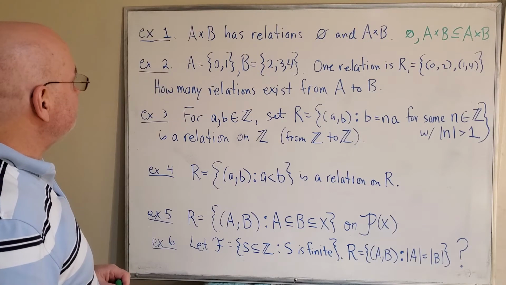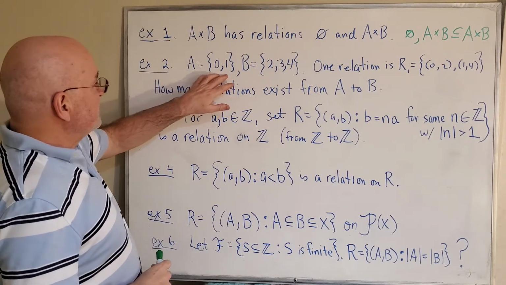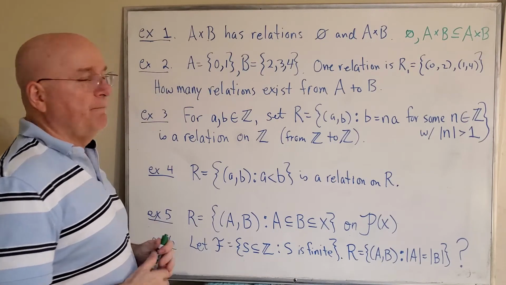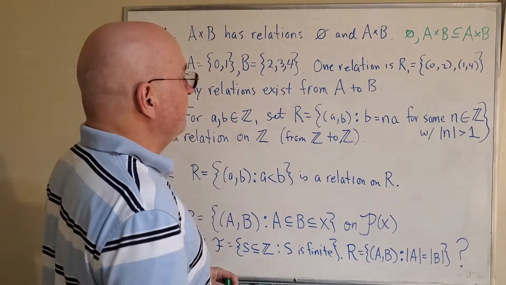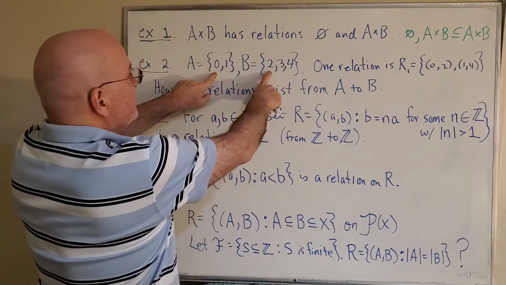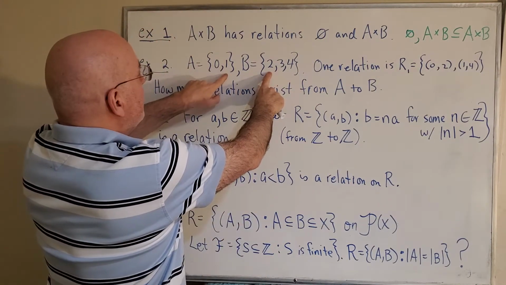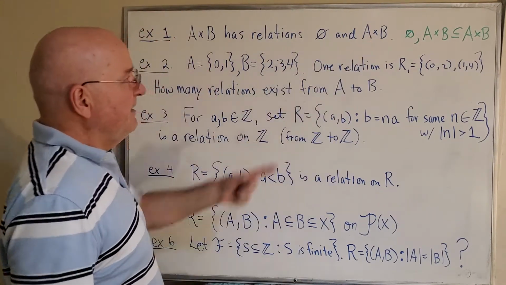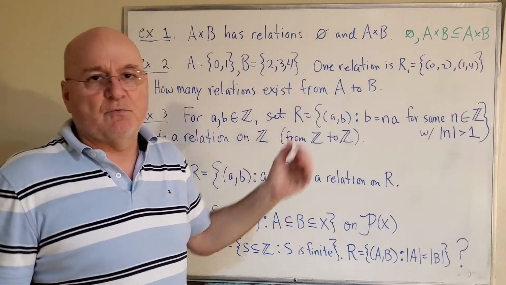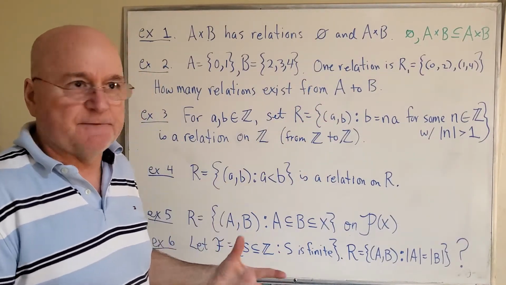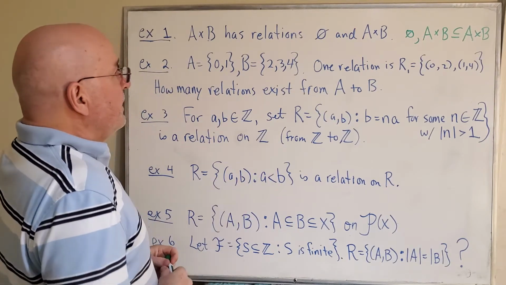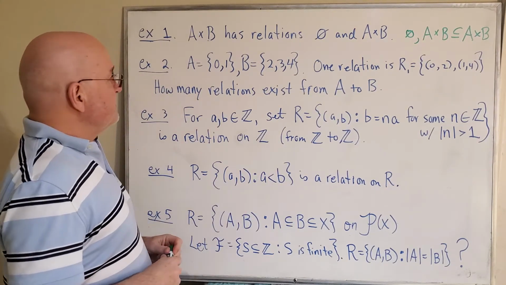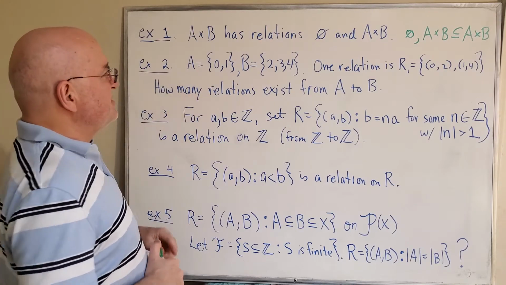Second one, A is the set {0, 1}, B is the set {2, 3, 4}. One relation, I just made it up, was I took 0 and 2 for one ordered pair. I took 1 and 4 for another ordered pair. I just called it R1 for relation 1. It's a relation with two elements, two ordered pairs.